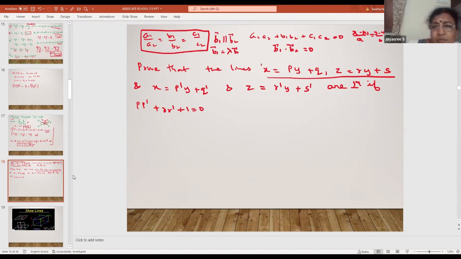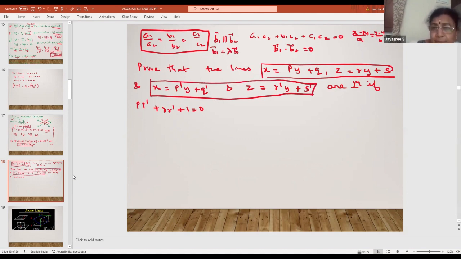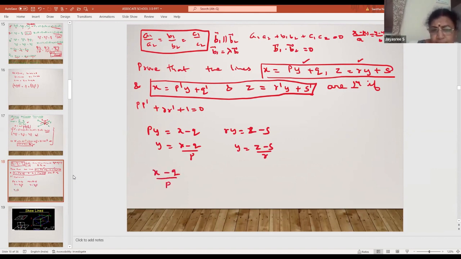So two lines are given. One is this line, another is this line. Show that they are perpendicular, provided this condition is satisfied. So let us write it in the standard form. The common letter is y. So we equate: py is equal to x minus q, so y is equal to x minus q by p. And here ry is equal to z minus s, so y is equal to z minus s by r. Making it as one equation: x minus q by p equal to y equal to z minus s by r.